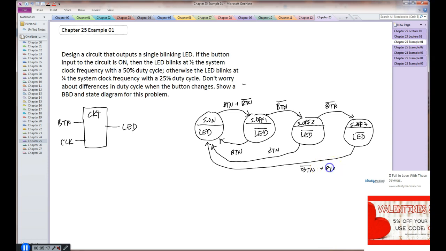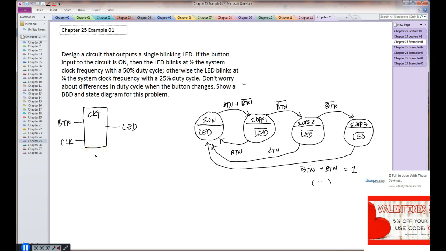It turns out that very much like these states, when someone turns the button on, it goes back to the beginning to start the 50% duty cycle. So once again, this equals 1, or you can put a unconditional transition there. And so we are done with this problem.